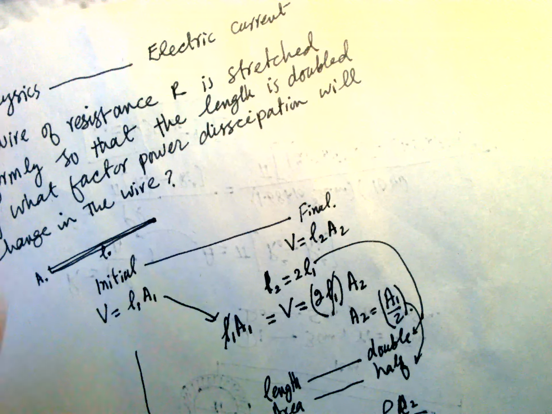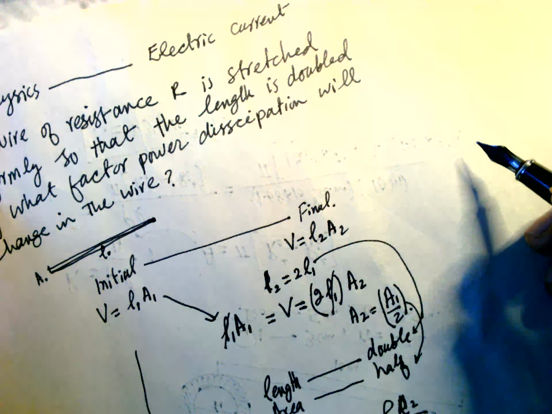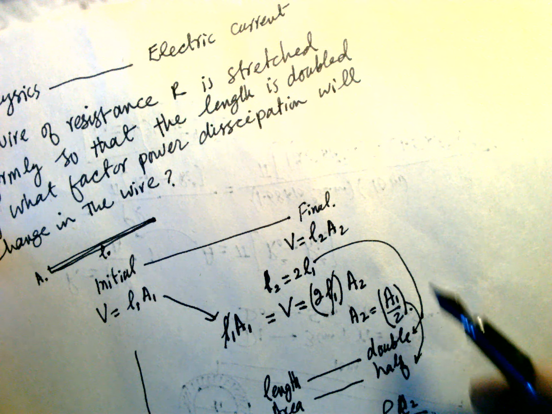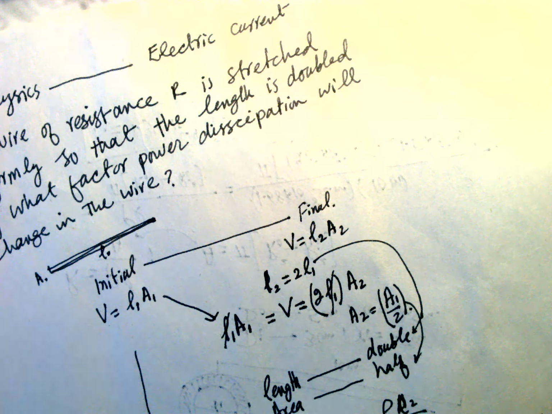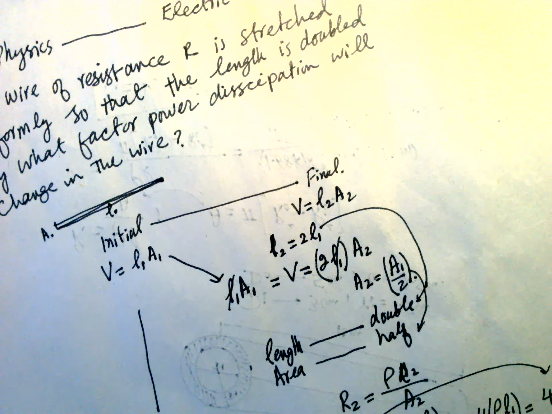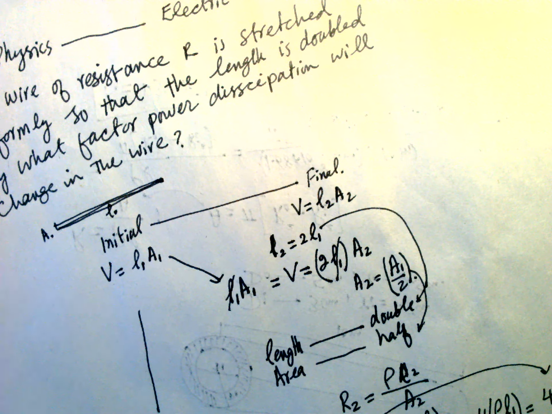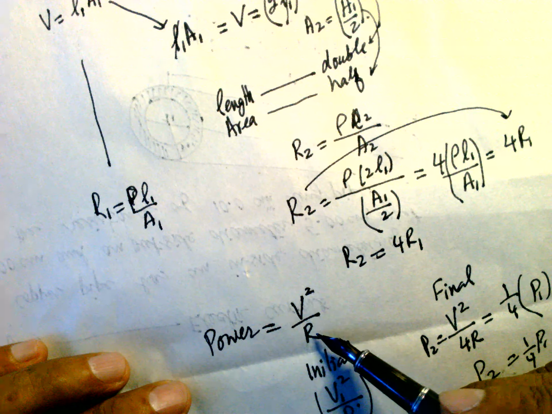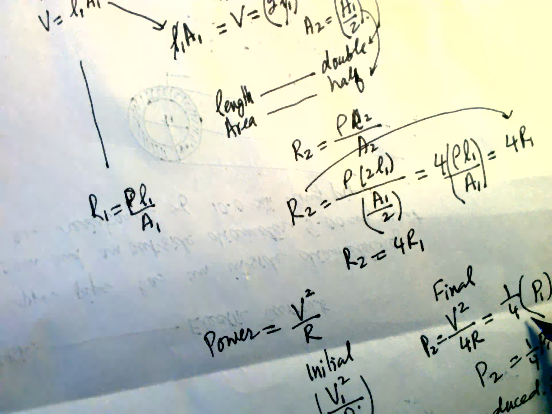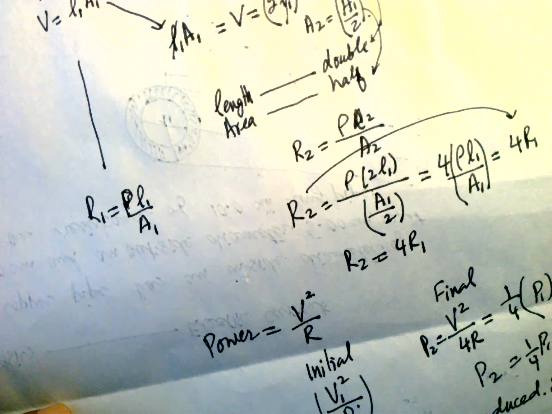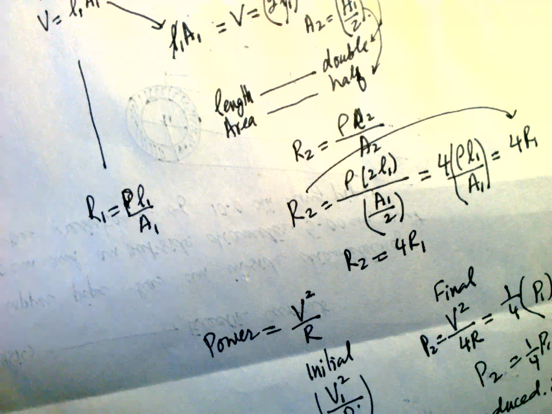So the wire is stretched uniformly, length is doubled, and the power we have to find. So length is double, area is half. And then we find this one, which will be 1 by 4. So resistance is equal to 4 times R1. So the power will be V square over R, so V square by 4R. So that means it is 1/4 times reduced. Power dissipation is reduced. Okay, that's it.